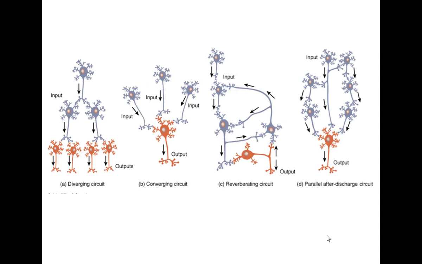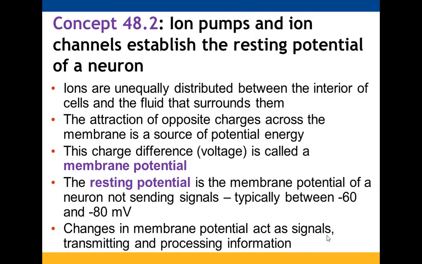Okay, so those are pictorial representations of those four types of more complex circuits. Sorry, this next section is going to be a lot of chem.